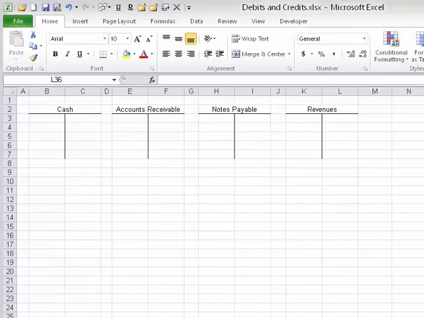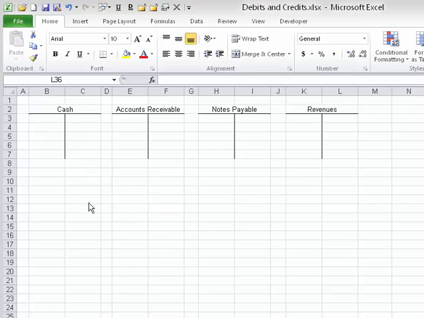Okay, now it's time to work with some basic transactions. And what I've done is I've put 4 accounts in front of us. Now I'm using T accounts. You can see it looks like a T. And a T account symbolizes the accounting equation. Debits are on the left side, credits are on the right side.